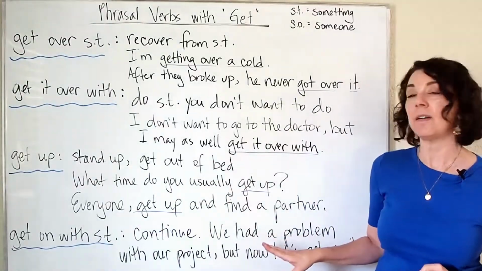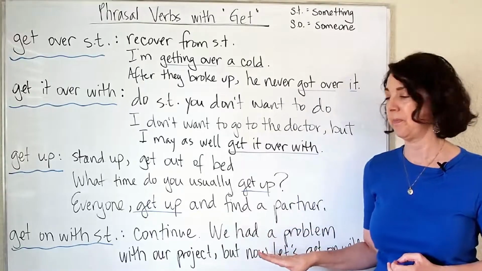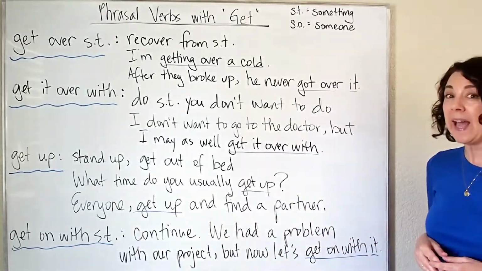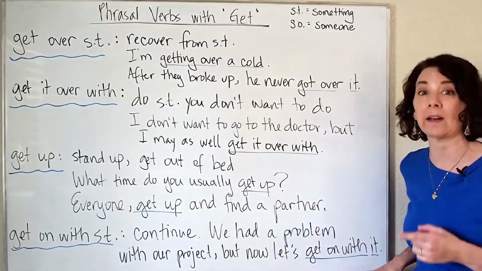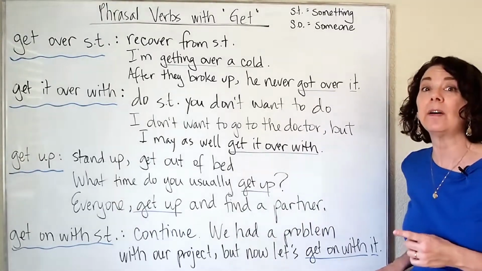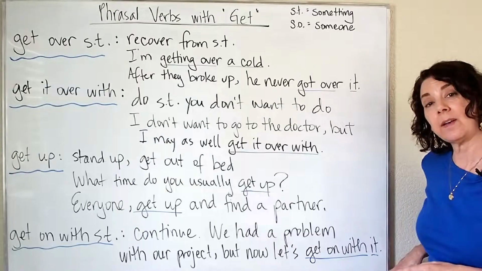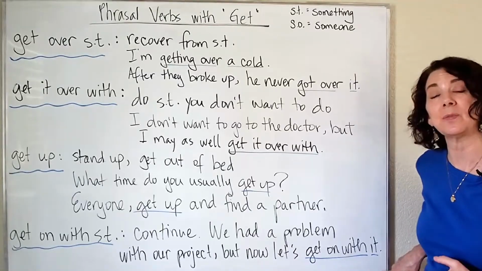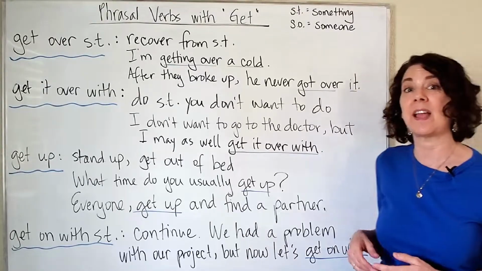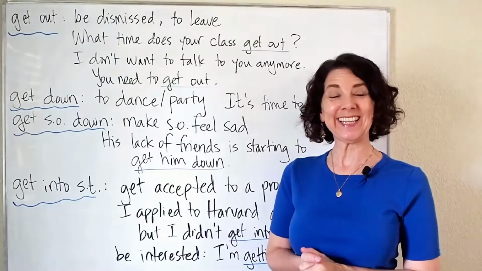Next, to get on with something. To get on with something is to continue. For example, we had a problem with our project, but now let's get on with it. Get on with it! Here again, we know what we're talking about, but we could also replace this it with a noun. We could say, we're running late, let's get on with our project. Okay, let's look at the next ones.